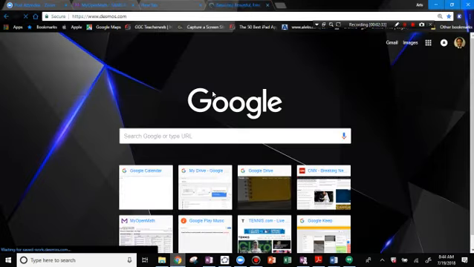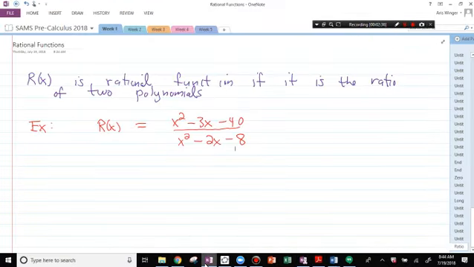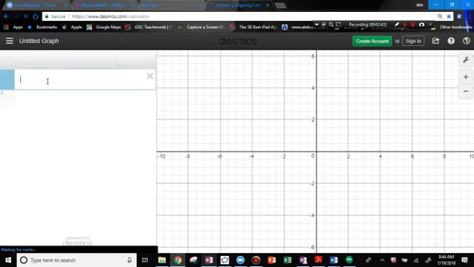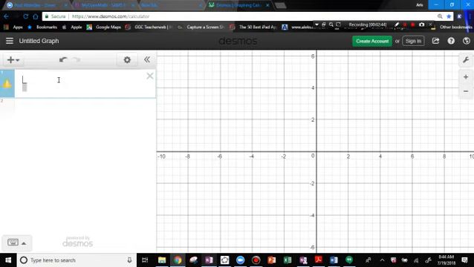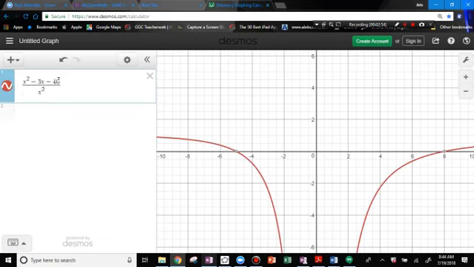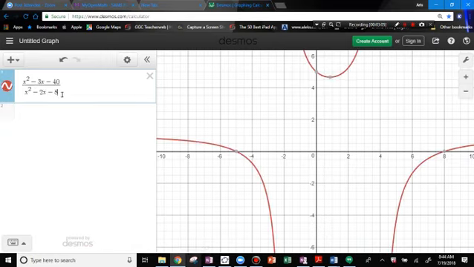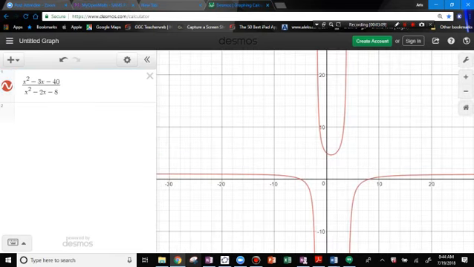So, Desmos, we're talking about x squared minus 3x minus 40. It's the ratio, so I'll put the fraction bar first, all over, I believe it was x squared minus 2x minus 8. Lots of funky stuff going on here, right? And we want to break the whole thing down.